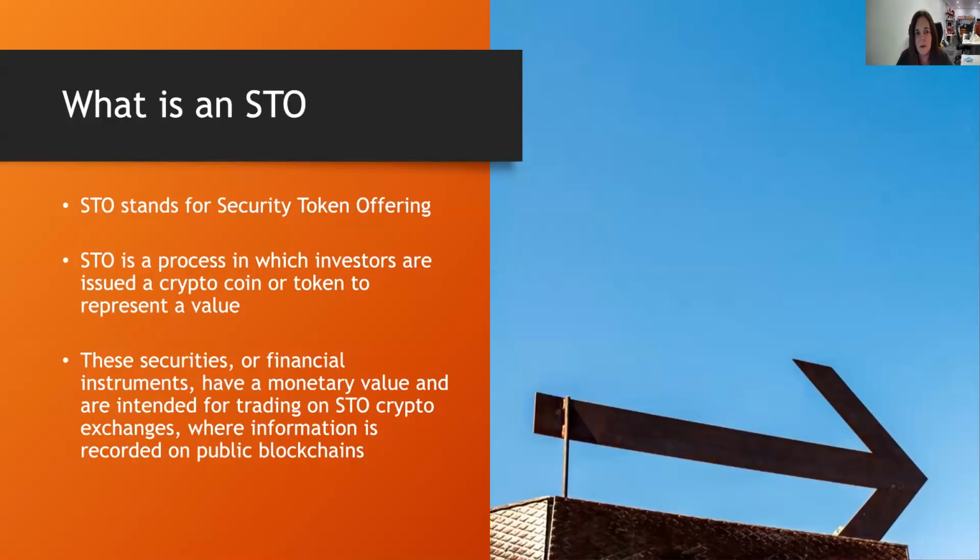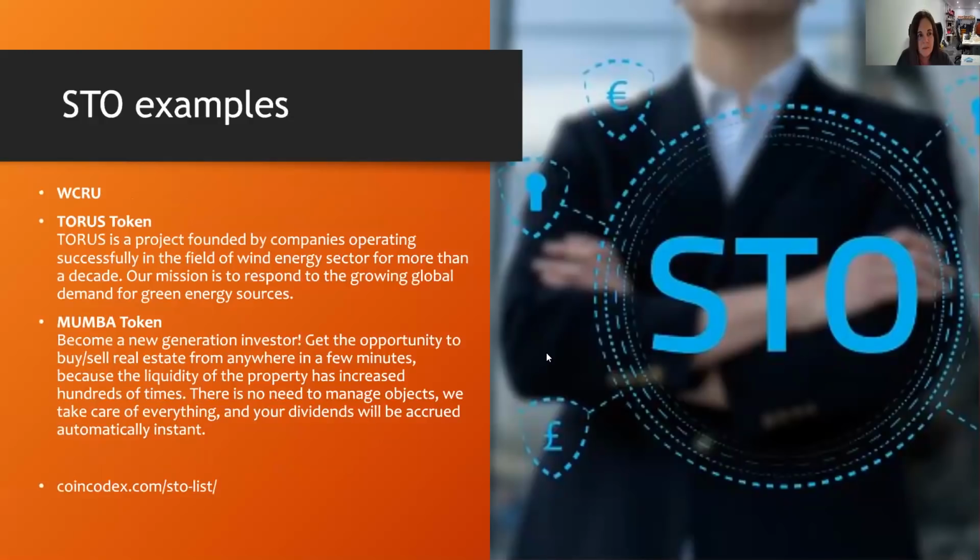So STO stands for a security token offering. An STO is a process in which investors are issued a crypto coin or token to represent a value. So these have a value, and they're intended for trading on the STO crypto exchange and recorded on a public blockchain. Examples of STOs are our own token, WCRU.